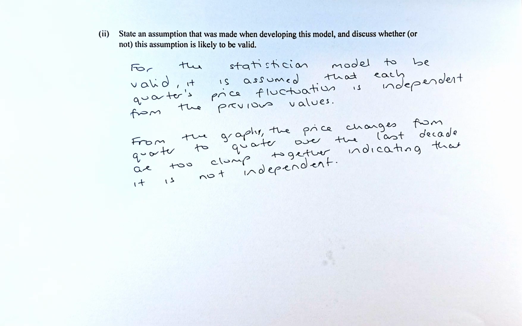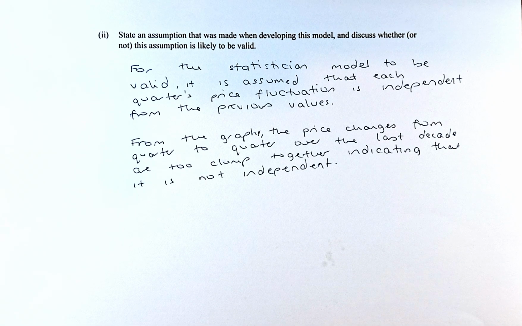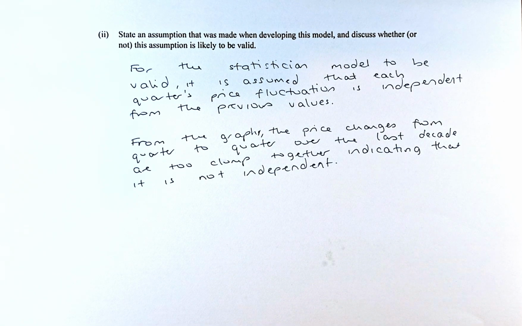State an assumption that was made when developing this model and discuss whether or not this assumption is likely to be valid. So I'm going to bring you back to question 1B part 1. The statistician said that the probability for two successive quarters is going to be just under 20%, and we found that the probability is 19.3%, because in each quarter, the number of quarters that increase in coffee is 18 out of 41, and we square it, so we get 19.3. Now we need to decide whether this assumption is valid.